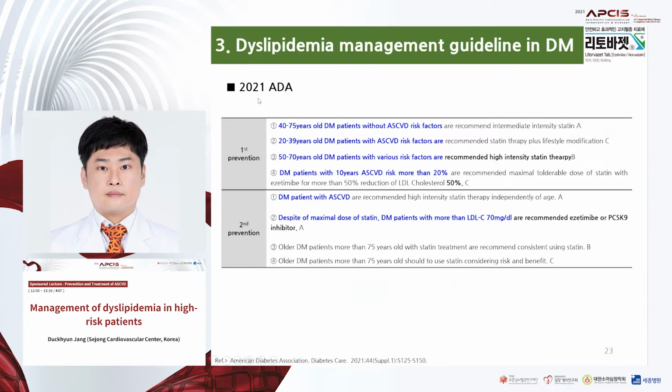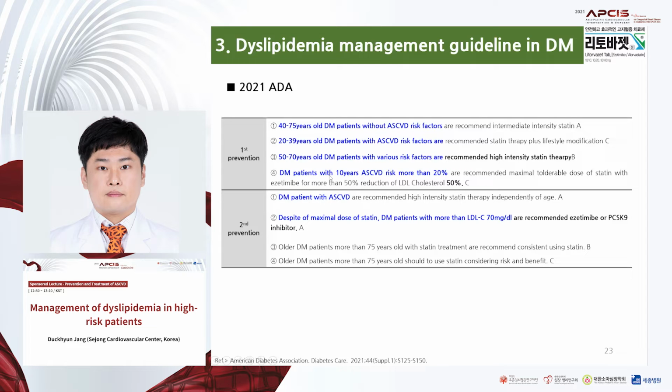This is the 2021 ADA guideline for primary prevention. DM patients 40 to 75 years old without ASCVD risk factors are recommended intermediate-intensity statin therapy. DM patients 20 to 39 years old with ASCVD risk factors are recommended statin therapy plus lifestyle modification. DM patients 50 to 70 years old with various risk factors are recommended high-intensity statin therapy.